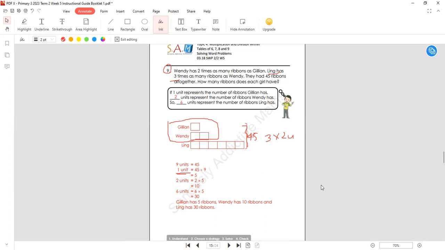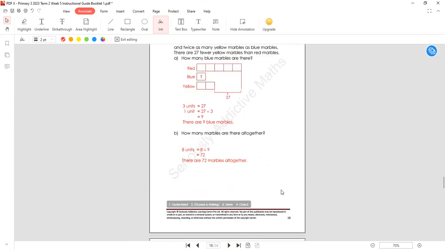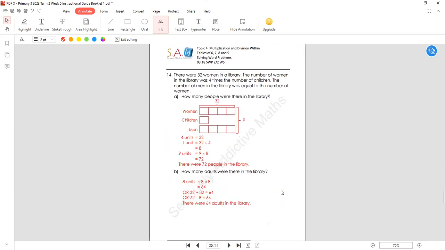How many ribbons does each girl have? Jillian 1 unit, find out what is 1 unit. Wendy has 2 units, find out what's 2 units. And Link has 6 units, find out what's 6 units. And then you get the answer. Okay.